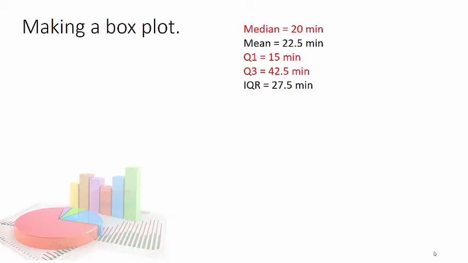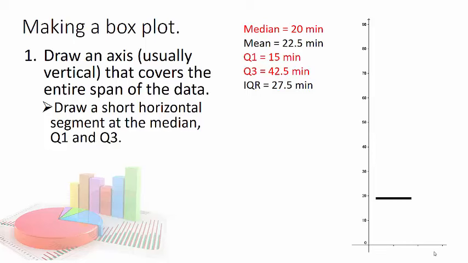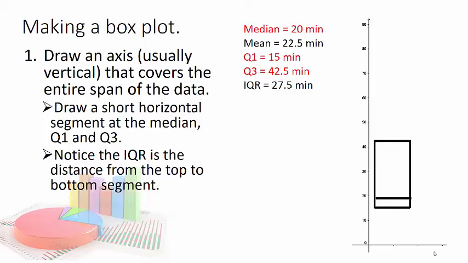I'm going to draw a short horizontal segment at the median, which is right there, about 20. And then the lower quartile, that should be about 15. And then one at the upper quartile, which is at 42.5. They're not exactly right, but they're about right. And then, that makes my box when I connect the sides. You'll notice that the IQR is basically the height of my box, or the distance from the top to the bottom segment in this picture.